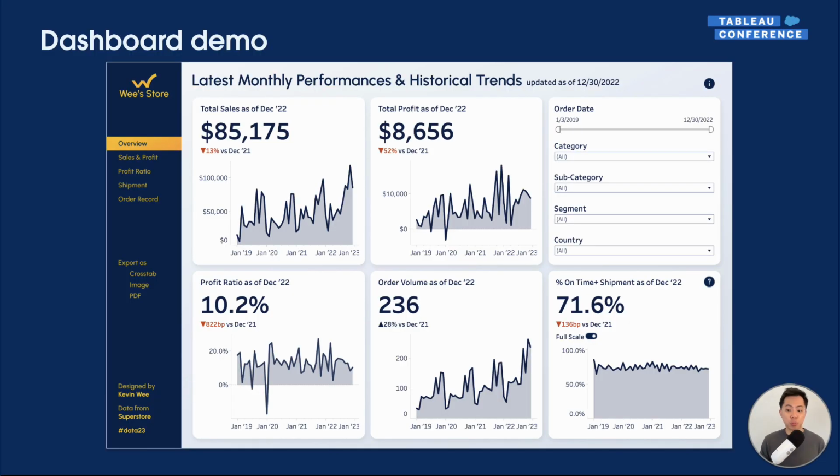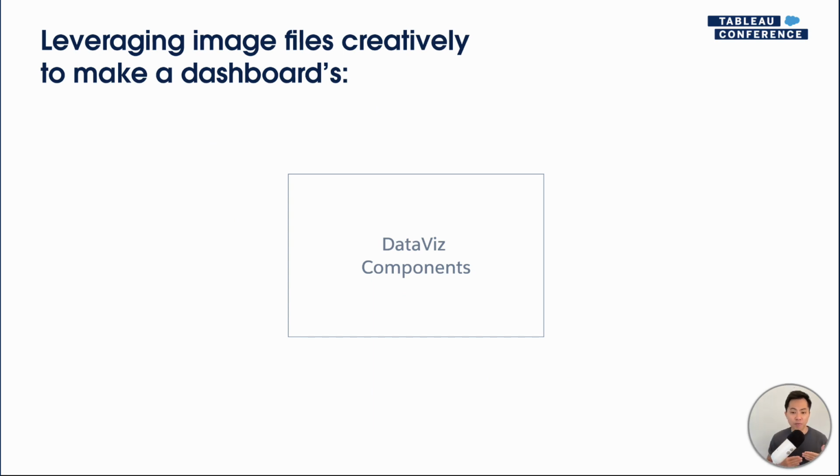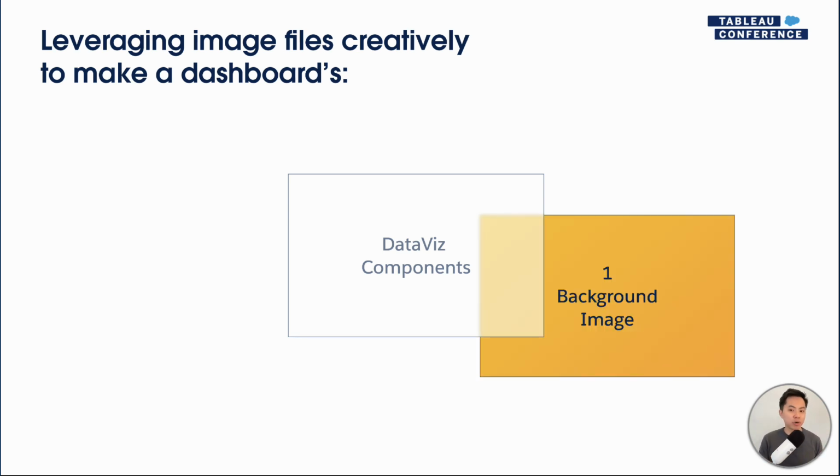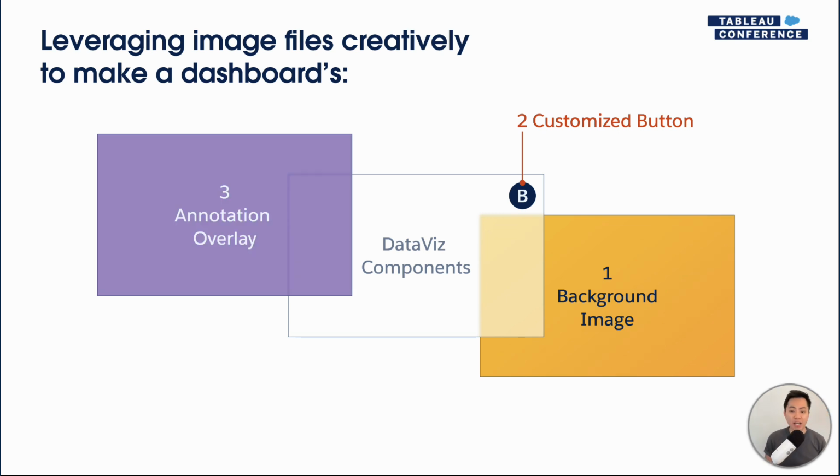Earlier, we showed you this dashboard and explained how I've used image files in different parts. But how does this dashboard work? What's its composition? Here's how it works in layers. First of all, we have a layer for all of the charts, filters, and parameters. That's what I call the data viz components, the meat part of the dashboard. Then at the back of the dashboard, there's one background image. And above the data viz components, there are custom buttons. And on top of everything, there's a semi-transparent annotation layer.